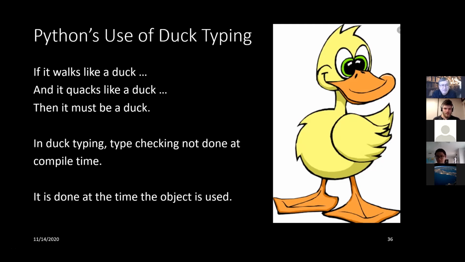Only if, when the function is using it, it tries to call a method or tries to do something with it that can't be done, then it will determine at runtime that there's an error, that there's a type mismatch, because you're trying to use it as something that it isn't. But it will let you pass anything to a function.